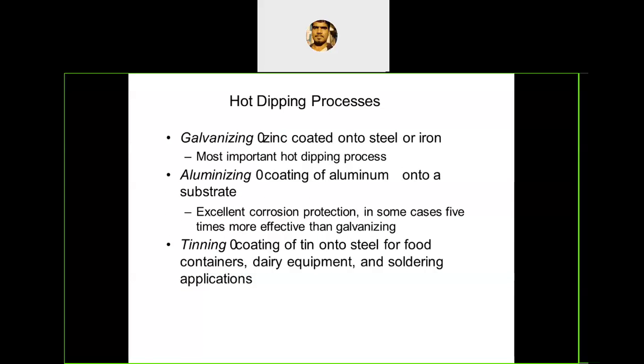So the hot dipping process, galvanizing. I think you have heard of galvanizing sheet. I think in your workshop you did sheet metal working, so the sheet is there. That is galvanizing sheet. That steel is coated by zinc or aluminum, so it is corrosion resistant. Aluminizing and tinning, these are the different types of coatings.